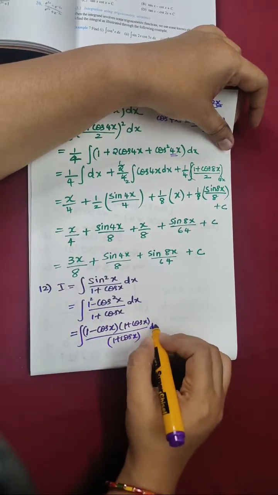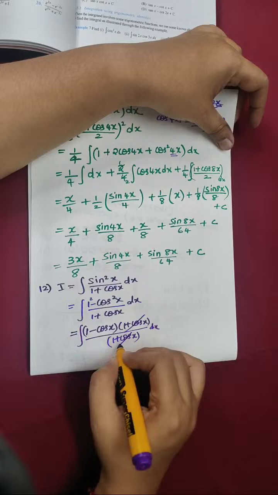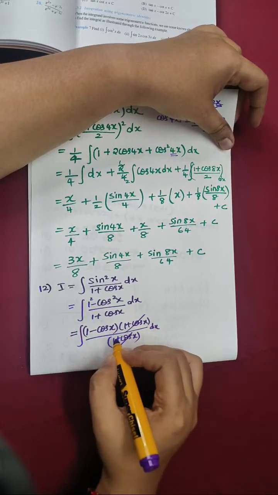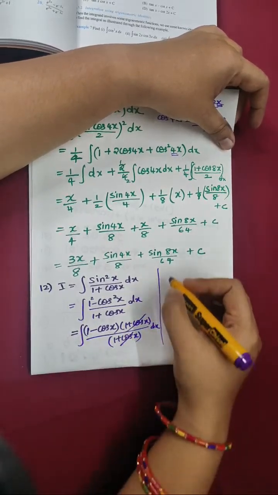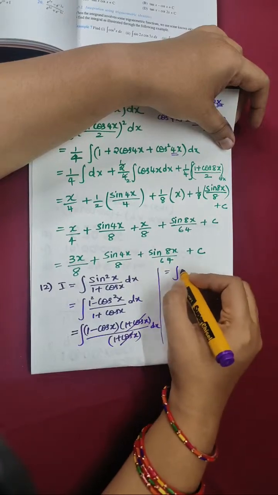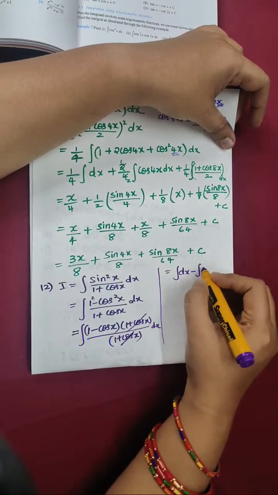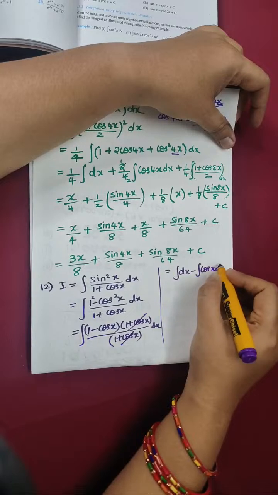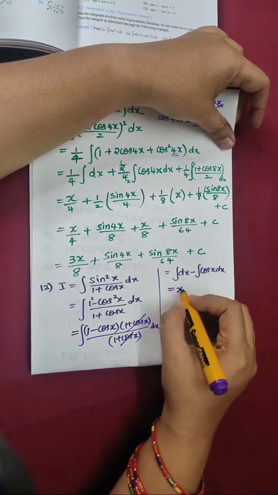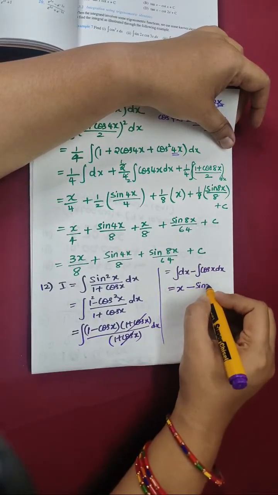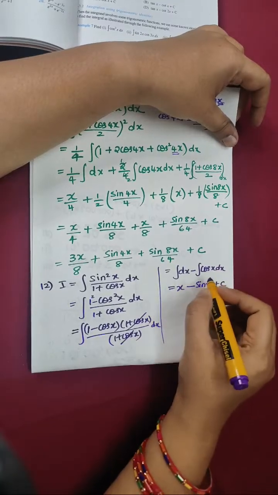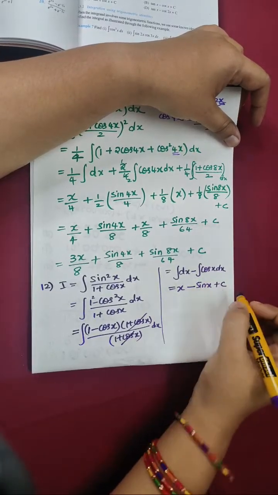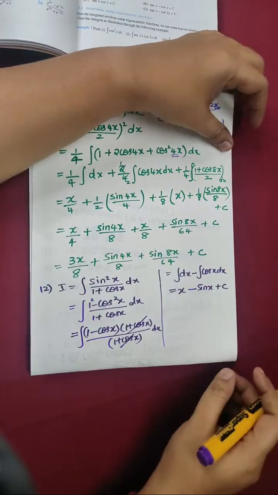Now integral dx. So here 1 plus cos x gets cancelled. So remaining you have 1 minus cos x. So that can be written as integral 1 into dx minus integral cos x dx. So integration will be x minus sin x plus c. Already have minus, and integration of cos is sin x plus c. That is the final answer.